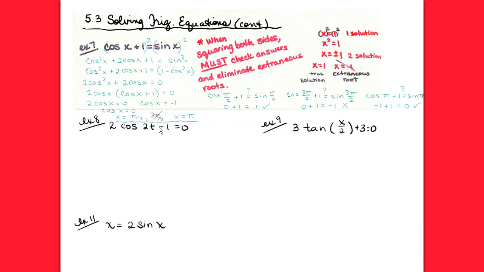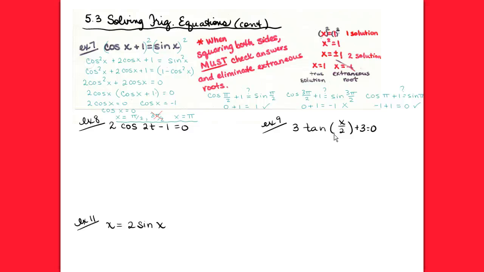All right, examples 8 and 9 are examples of multiple angle problems. It's called a multiple angle problem because you'll notice the difference right away. It doesn't just say cosine t, it's cosine 2t. It's not just tangent x, it's tangent x divided by 2, or 1/2 x. The variable that represents the angle is being multiplied by something else. So that's why it's called a multiple angle problem.